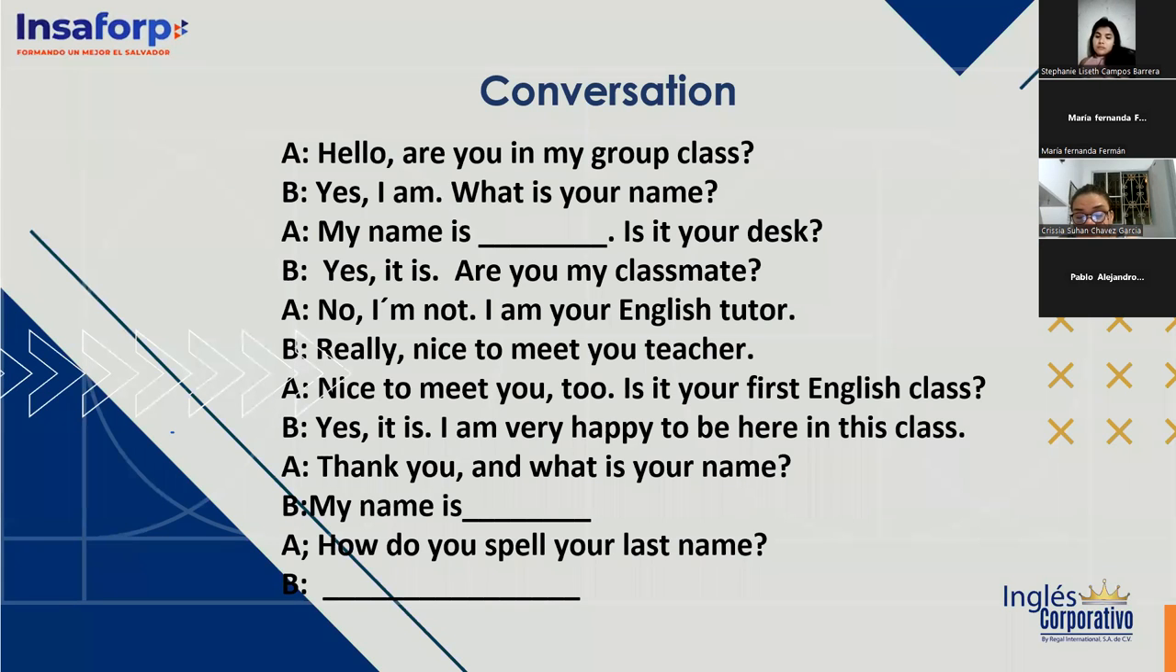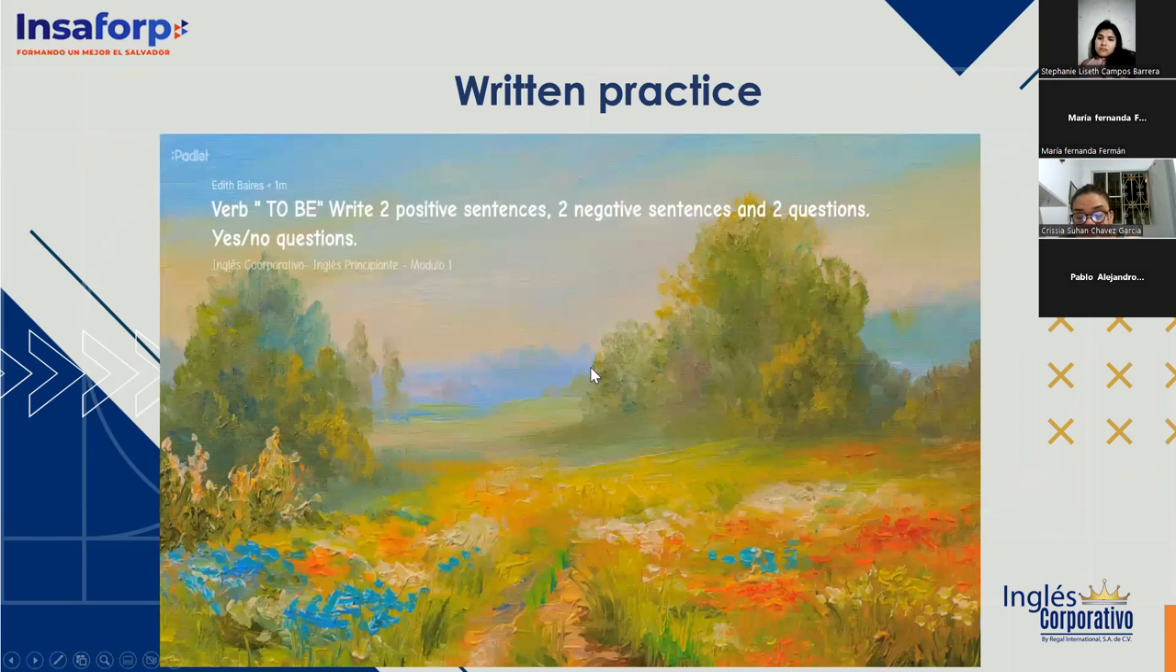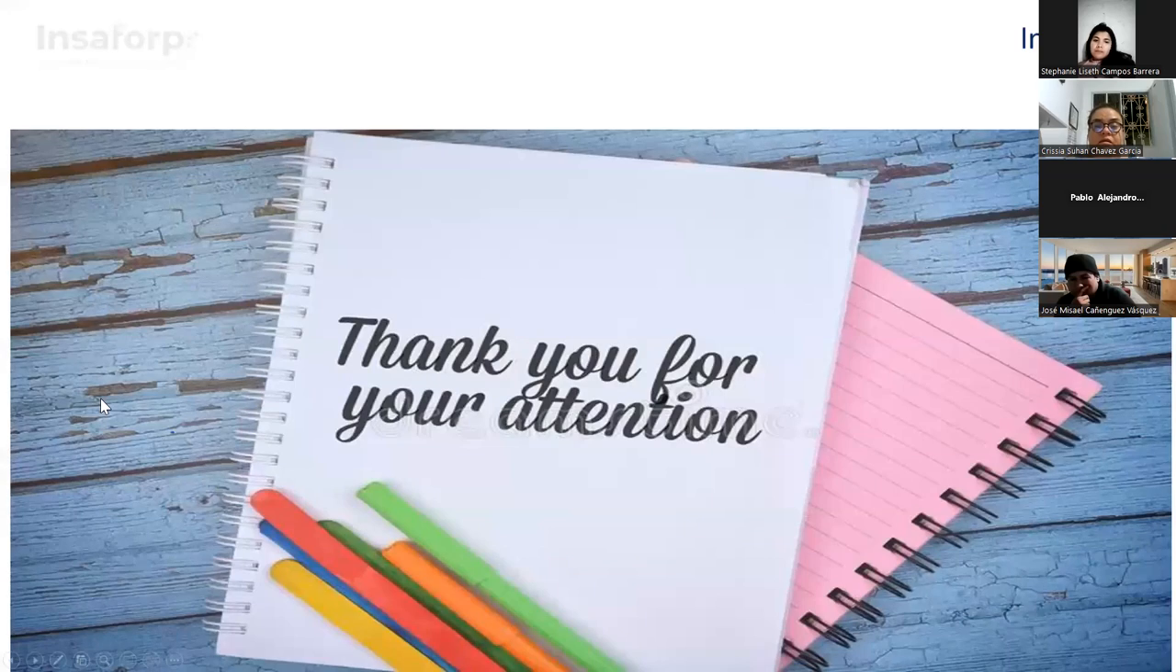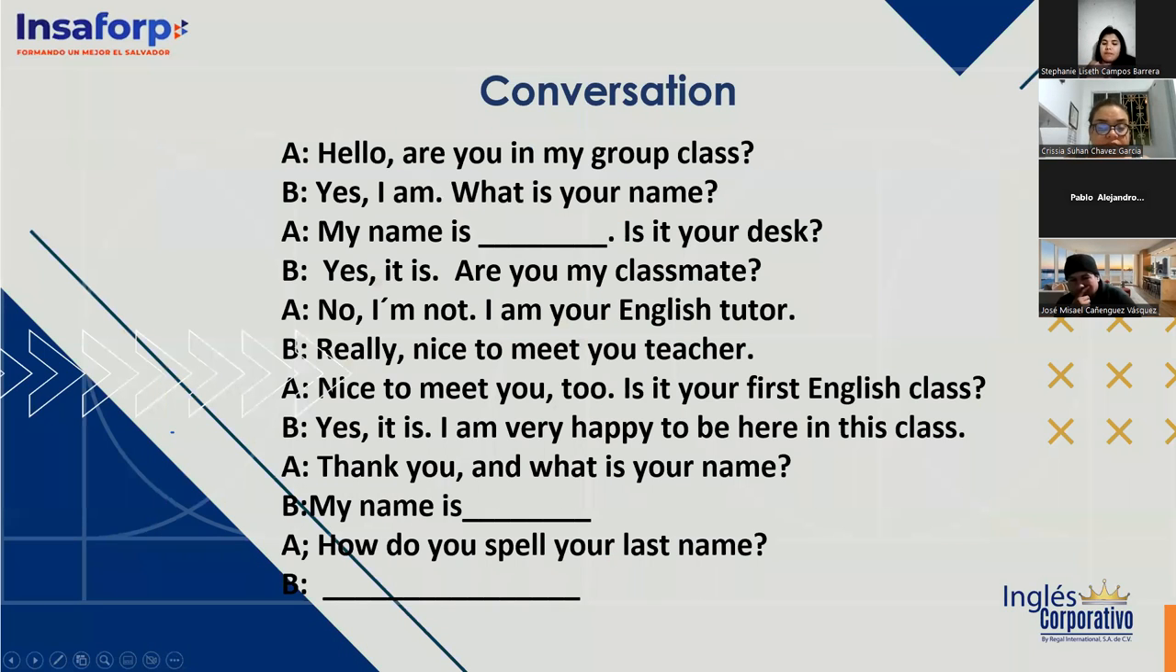Les voy a enviar un link para que me escriban la última actividad, okay? Les envío el link y ustedes empiezan a escribir two positive sentences, two negative sentences, and two questions, yes or no questions, con el verbo to be. Y puede continuar practicando Stephanie y Crisia. Stephanie Lisette Campos y Crisia, ustedes dos pueden continuar practicando the conversation that we have here.